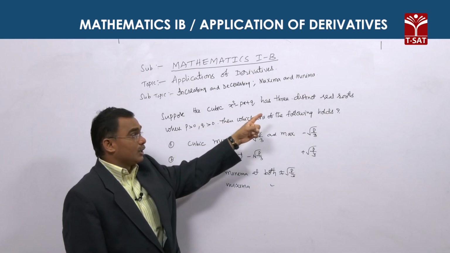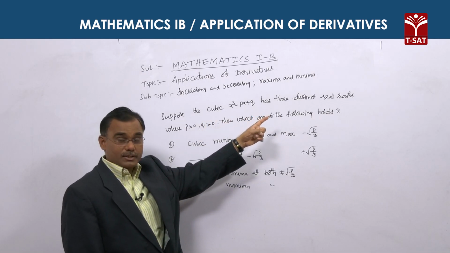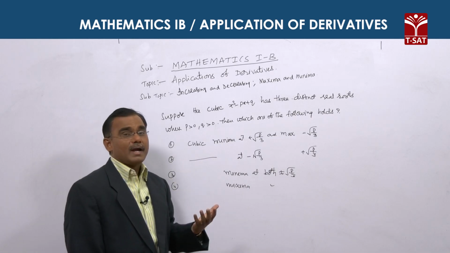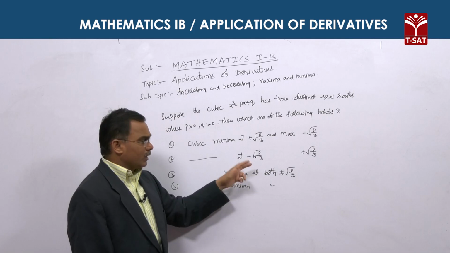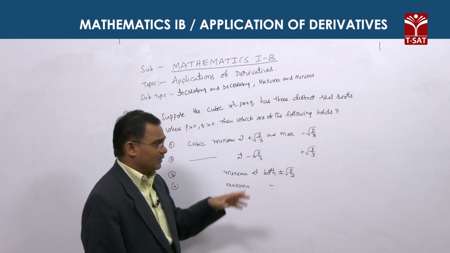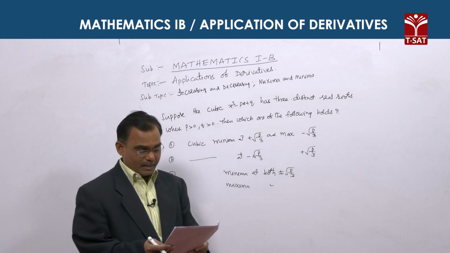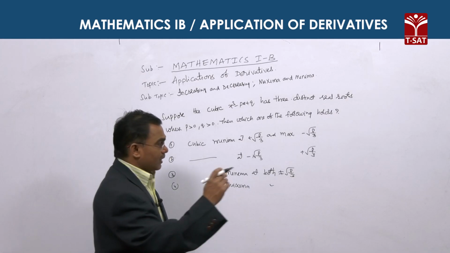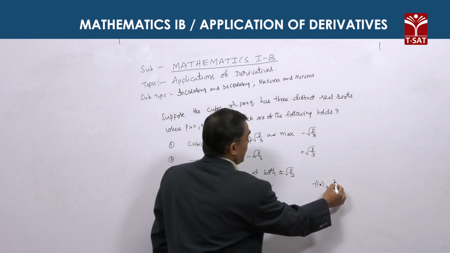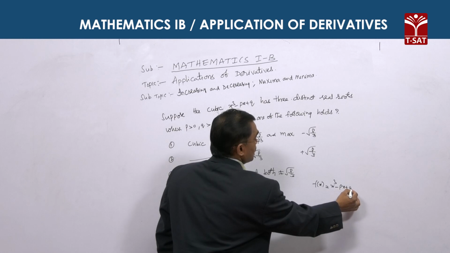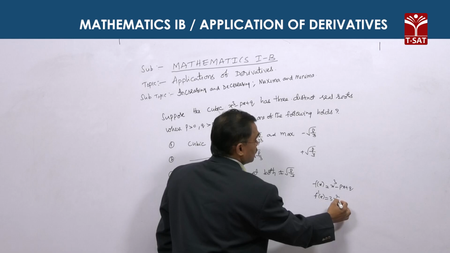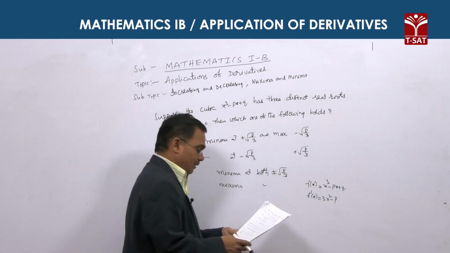As three distinct roots are given, p is positive and q is positive, when is it maximum and when is it minimum? Here there are two critical points, plus or minus root p by 3. We need to find where it is maximum and where it is minimum. The given cubic polynomial is f of x equals x cube minus px plus q. So f dash x is equal to 3x square minus p.